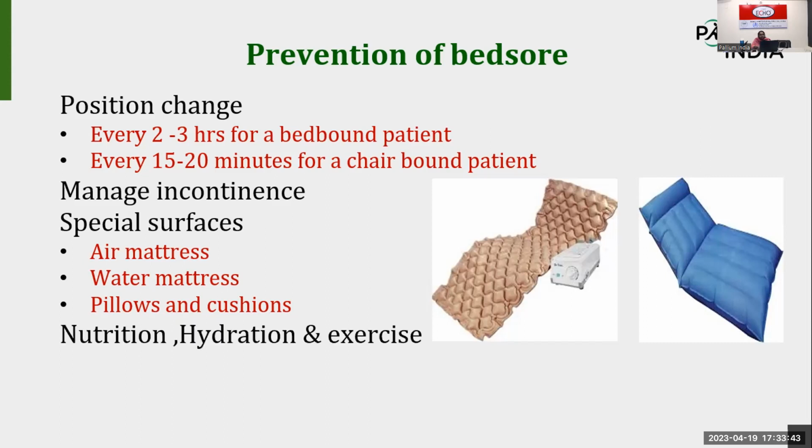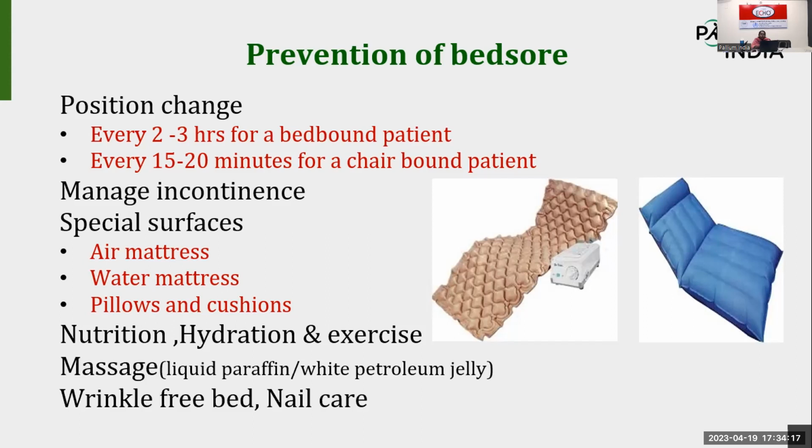And nutrition, hydration, exercise. This is very important. So lack of protein intake in their diet can cause pressure ulcer. So nutrition and hydration, you have to educate them and empower them, and exercise. If the patient is not able to do the exercise, you can educate and empower the caregivers to do some passive exercise, because if you give some exercise to the patient, that will help to improve the circulation, and that way we are able to prevent pressure ulcer formation.